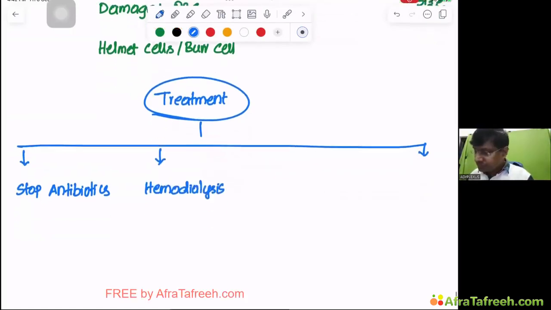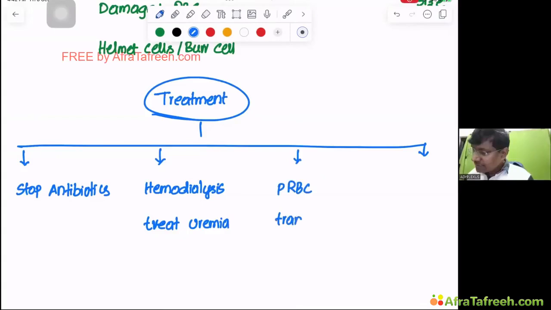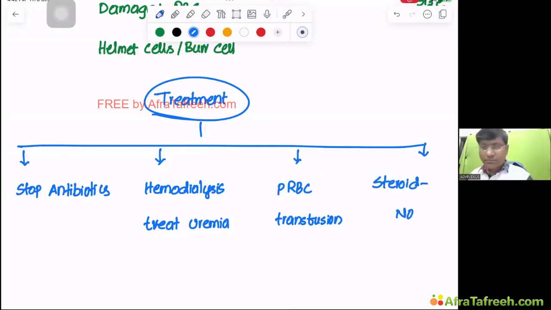Hemodialysis will treat the uremia, and there is hemolysis. So packed RBC transfusion should be given. And is there any role of steroids? No. Okay, steroids are not useful.